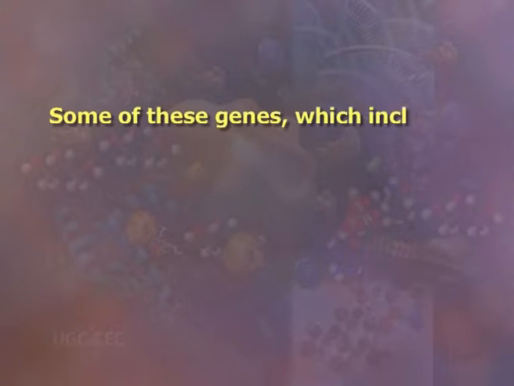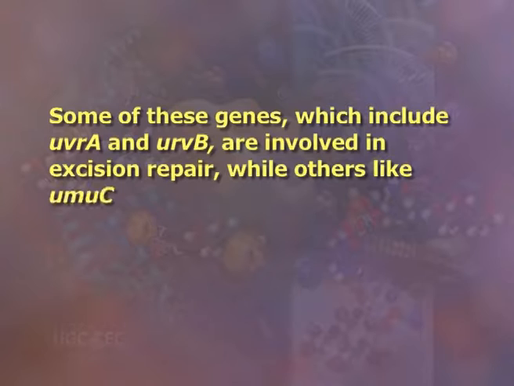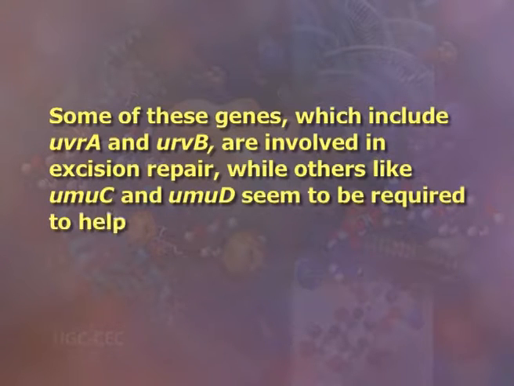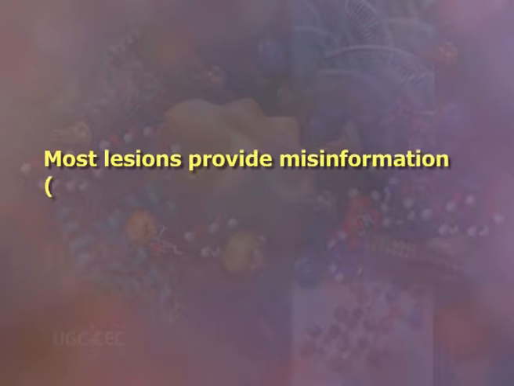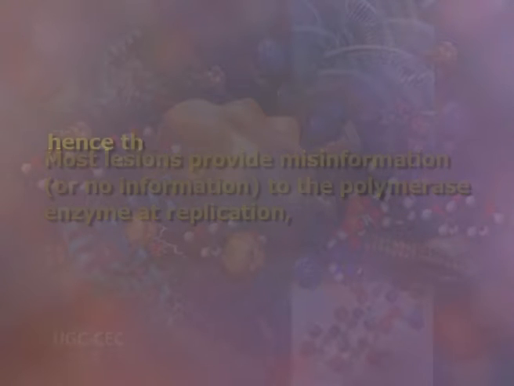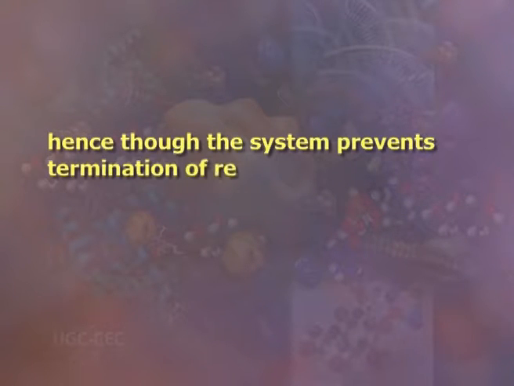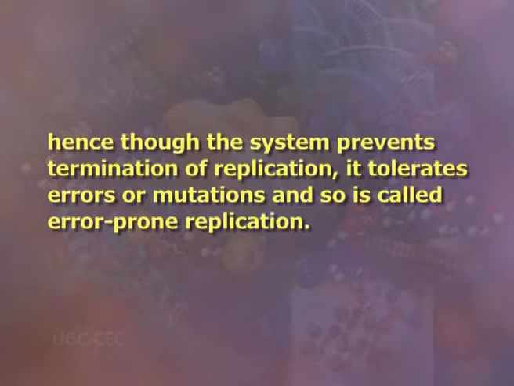Some of these genes, which include UvrA and UvrB, are involved in excision repair, while others like UmuC and UmuD seem to be required to help replication bypass the offending lesion. Most lesions provide misinformation or no information to the polymerase enzyme at replication, and hence, though the system prevents termination of replication, it tolerates errors or mutations and so is called error-prone replication, and results in a higher than normal level of mutagenesis, though it provides a chance of survival.